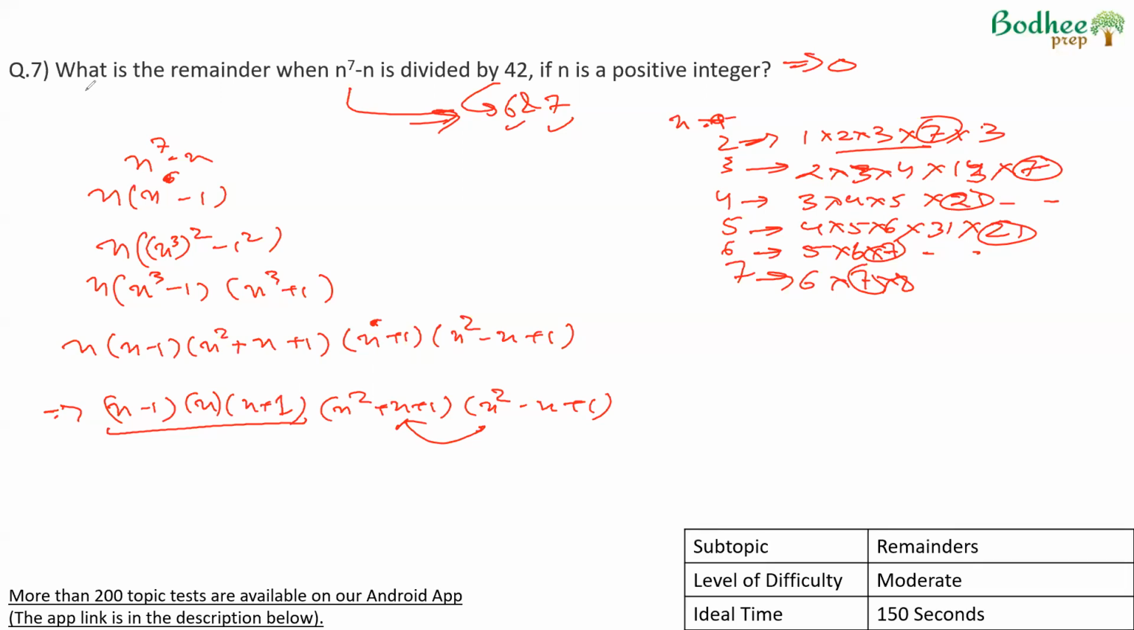Again, I think a moderate level of difficulty question should be solvable in 2.5 minutes. But as I said initially, just put n as 2. Since there is a definitive answer, it has to be the answer for each case. So just put n as 2, get the value of 0, and that is the end of the question.